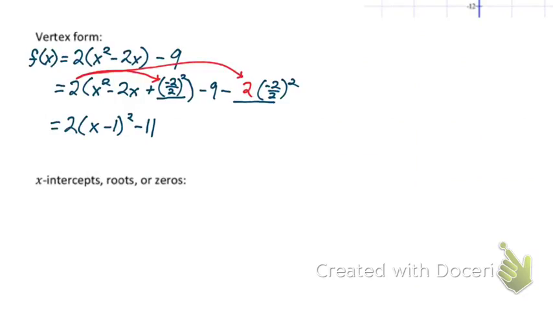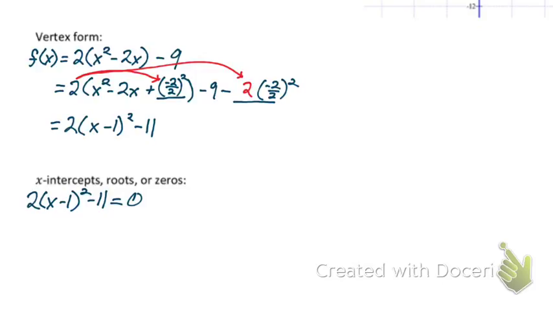The last thing we need to do is find all of our x-intercepts, roots, or zeros. That's the same term for the same thing. I'm looking for our zeros or our solutions to this. So the easy way to do that, if it's already in vertex form, is just do 2(x minus 1) squared minus 11 equals 0. That's the easiest way to find our zeros, is plug a 0 in for that y.